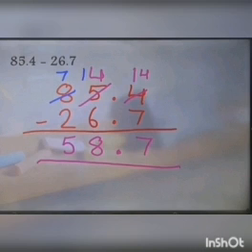I move one place to the left, that is 4 minus 6. I cannot do 4 minus 6, so this 4 will again borrow from 8 and 8 becomes 7. Now 14 minus 6 is 8. I move one place to the left. So 7 minus 2 is 5. So I have 58.7 as the answer. So the subtraction of these numbers is 58.7.